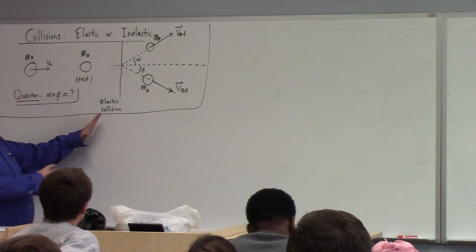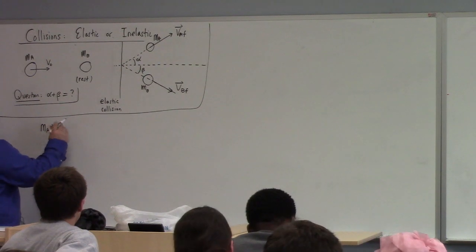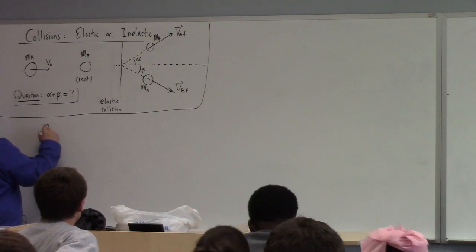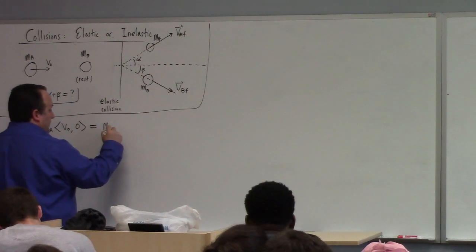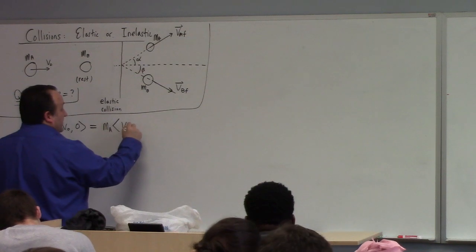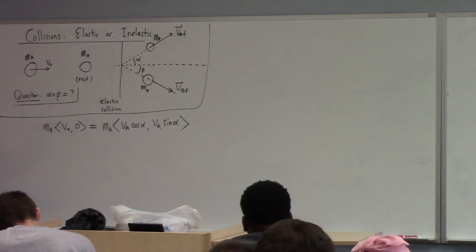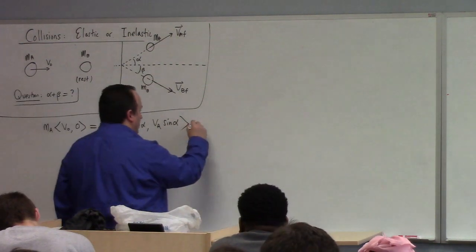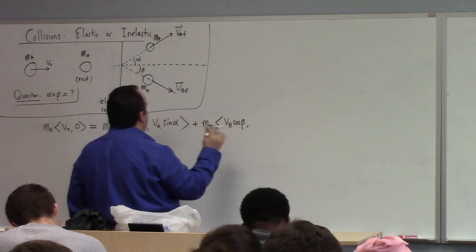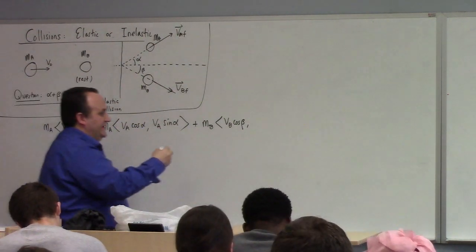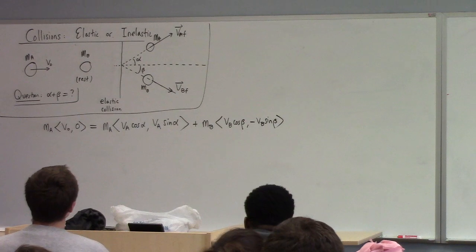All right, so elastic. The one thing we have is that MA V naught, 0, is equal to MA VAF. What's VAF? Well, VAF is VA cos alpha, VA sine alpha. That's the momentum of A. What's the momentum of B? Well, in the setup that I have chosen here, you get VB cos beta, and careful, it's going down, so we must put a minus VB sine beta there. So this is momentum conservation.